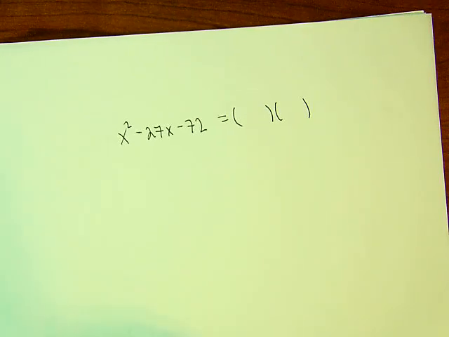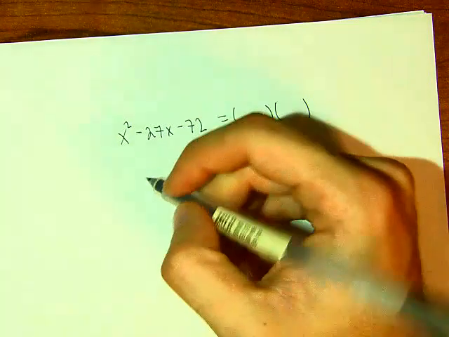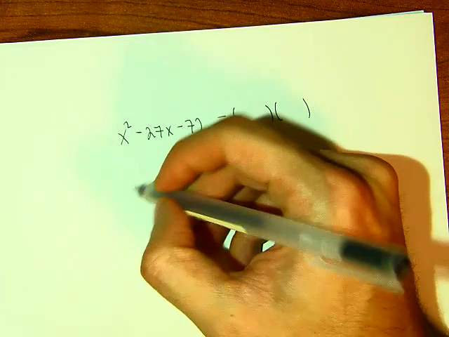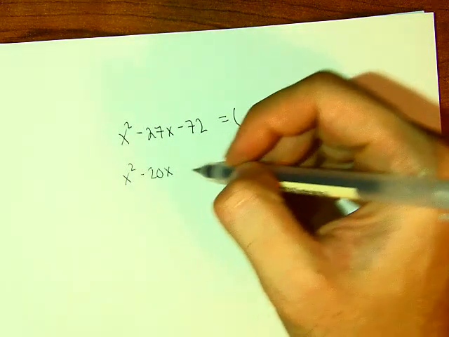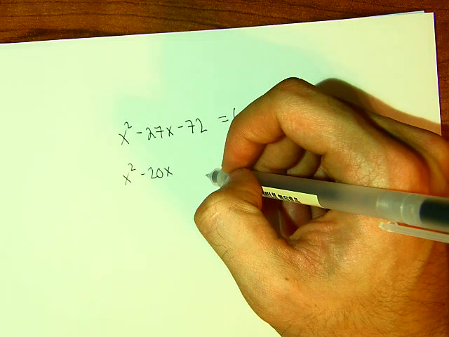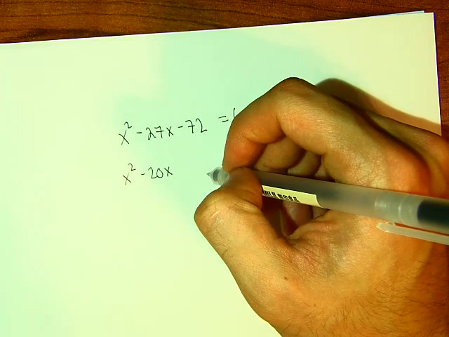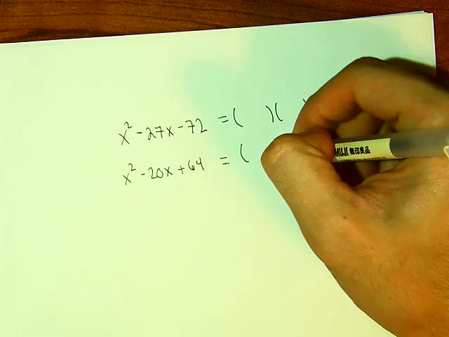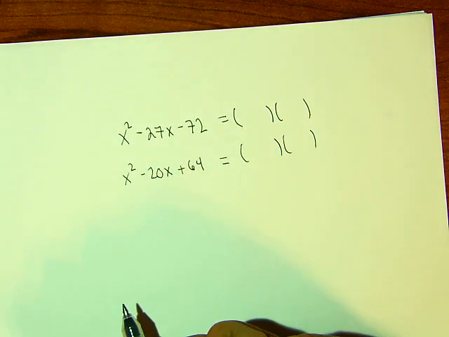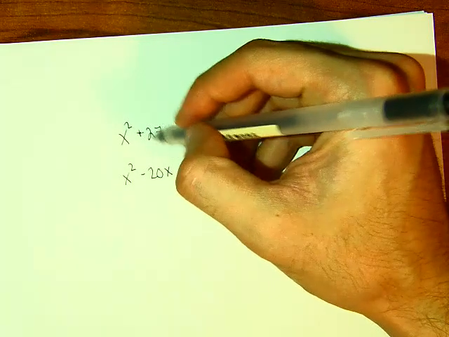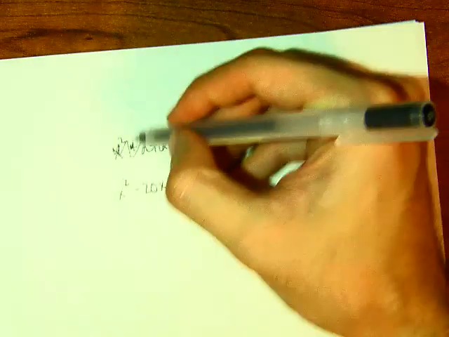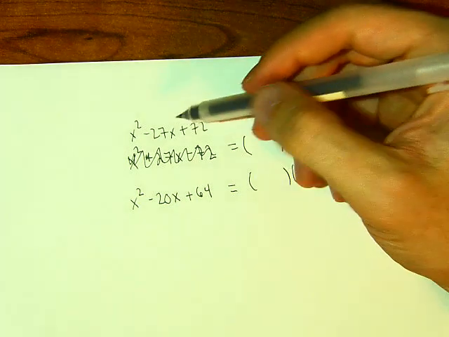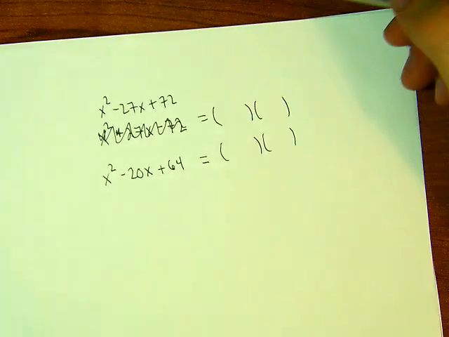Let's try another one. Let me think. X squared minus 20x plus 64. And what does that equal? Oh, this should be a positive here. No, wait, I'm messing up. Sorry. This should be x squared minus 27x plus 72. What will that be? So we'll try and factor this into two binomials and this into two binomials.